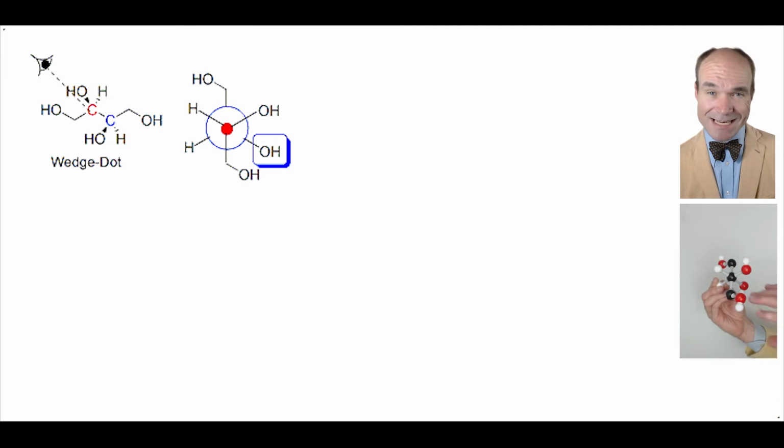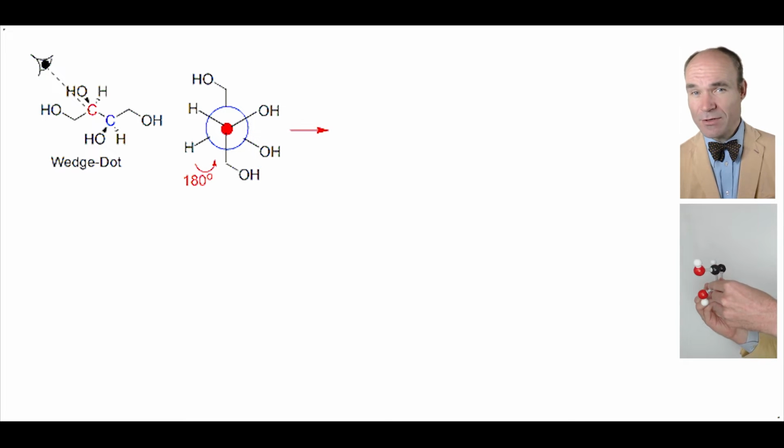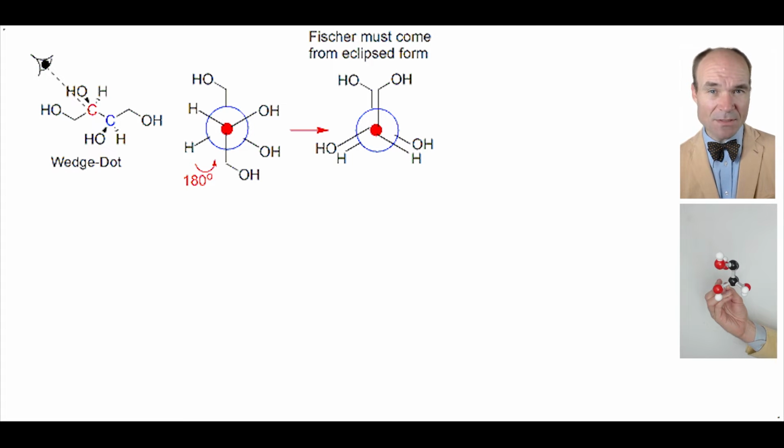Now we will rotate that central carbon-carbon bond, with the nearer red carbon moving through 180 degrees, with the primary alcohols going from anti-staggered to syn-eclipsed. The Fischer projection must come from this syn-eclipsed orientation with the terminal carbons. The nearer carbon's red hydroxyl is on the left, whilst the further carbon's blue hydroxyl remains unmoved on the right.